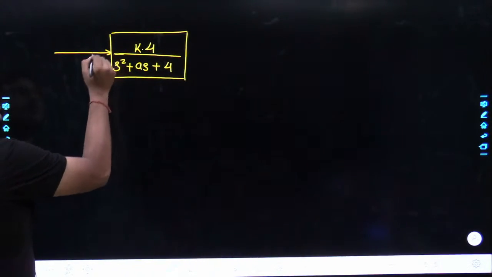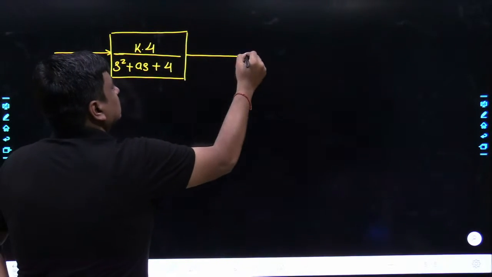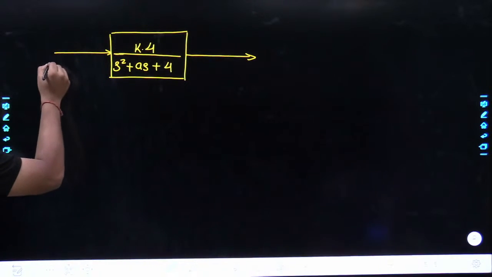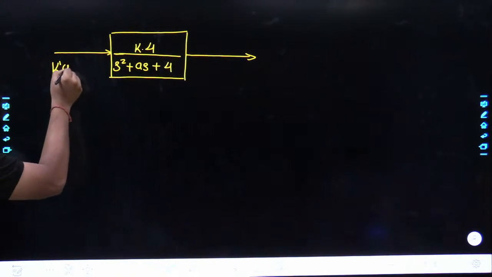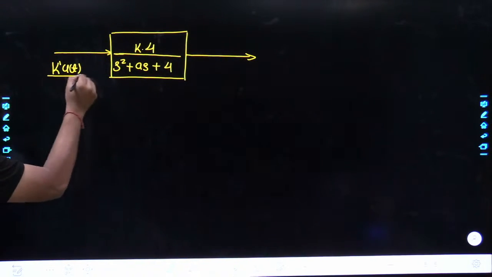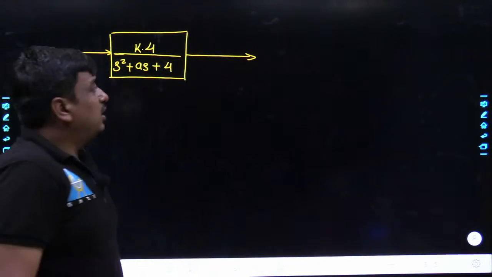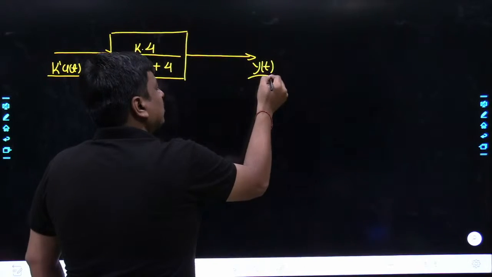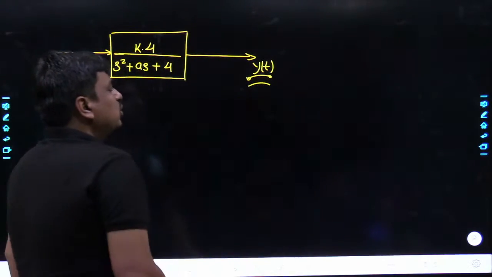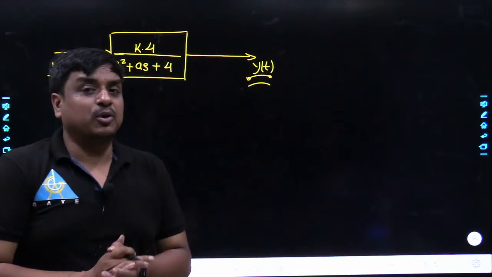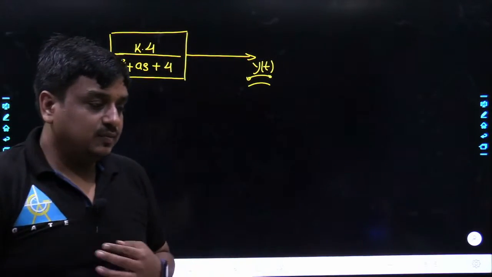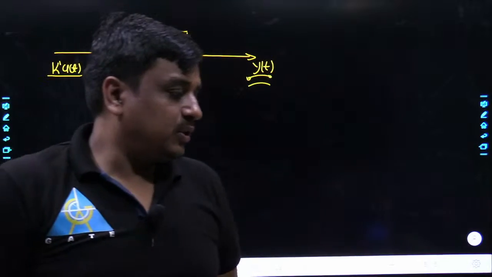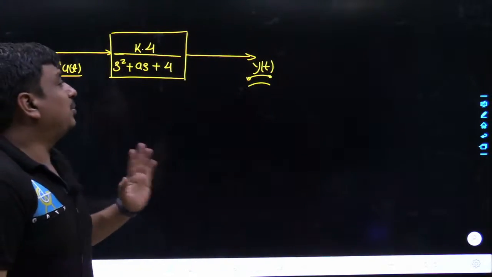The input goes to this system, and let's take the input to this system as k dash times of u(t). I need to draw the output response in the time domain. This sort of problem, if you are able to deal with it, probably you would be able to smash almost all sorts of problems related to time response analysis.